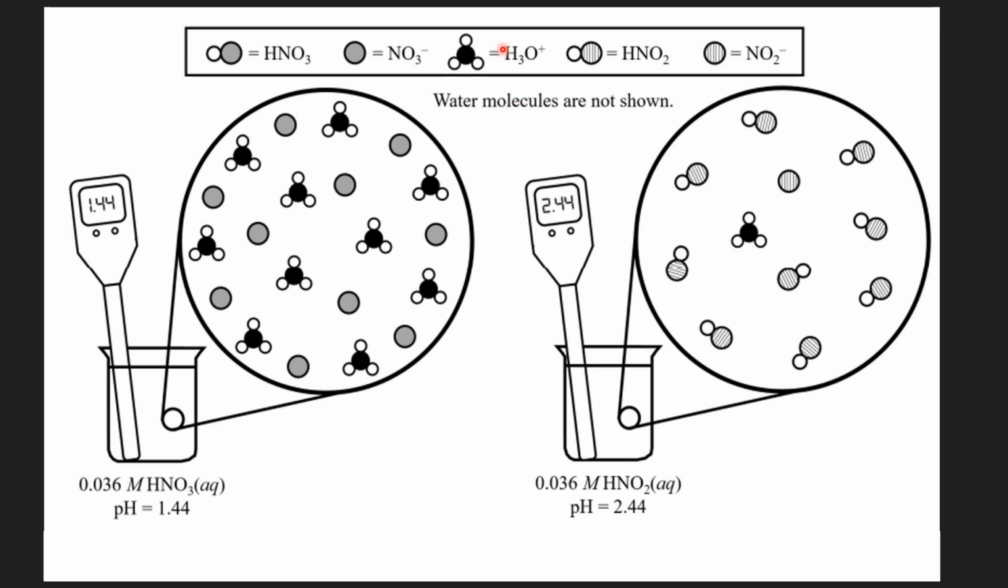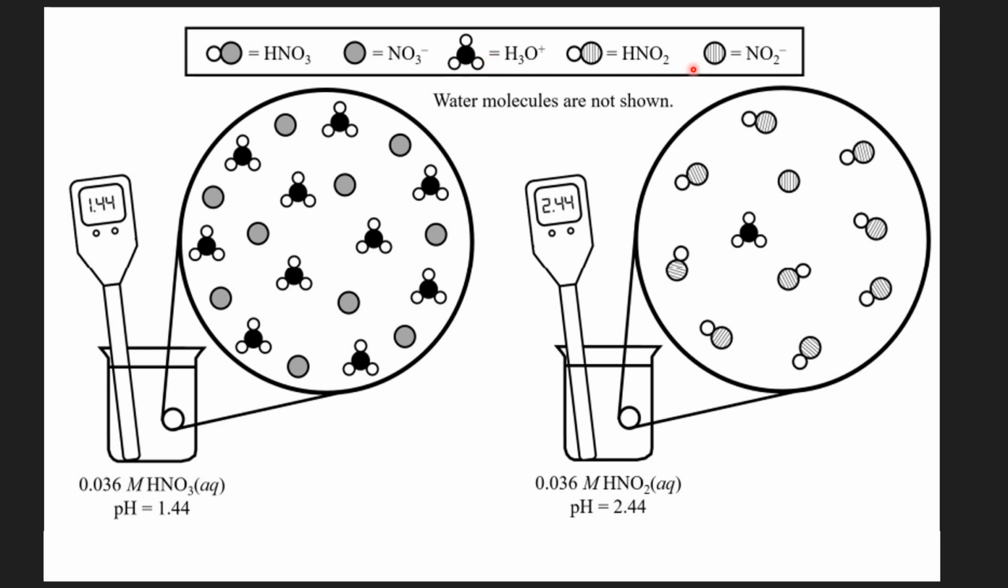So if we look at the key up here at the top, these circles are representing our nitrate ion, NO3 minus, right? And then we've got the hydronium ion. So all of our nitrates, we don't have any of the nitric acid. We have no HNO3s. All of them have donated their hydrogen to water to make hydronium.